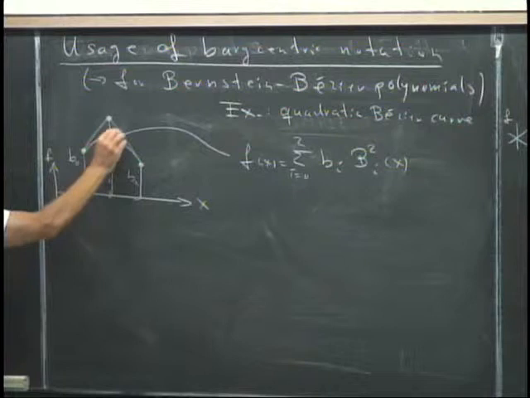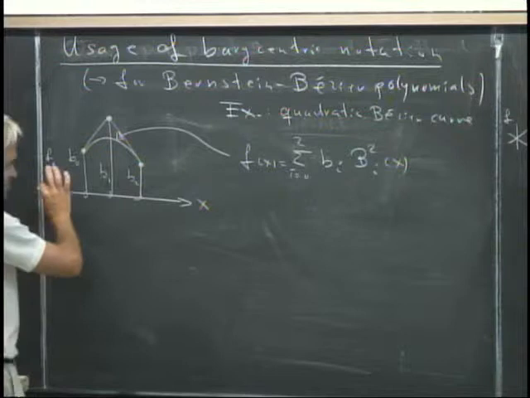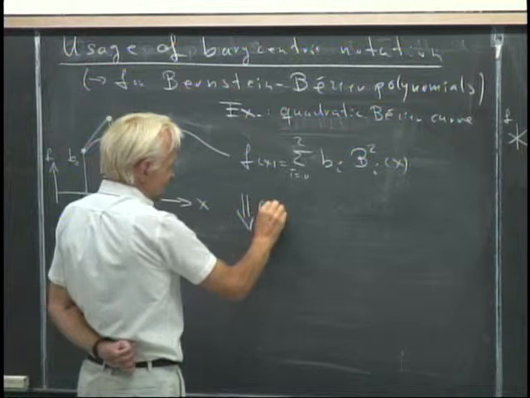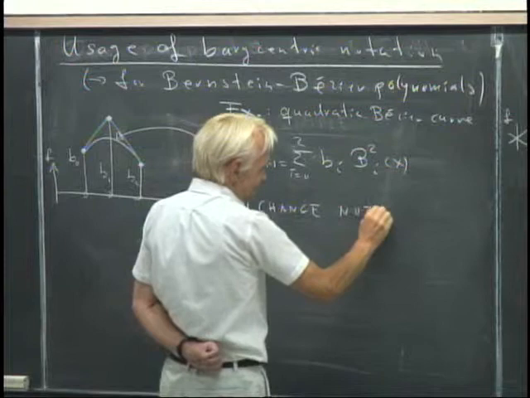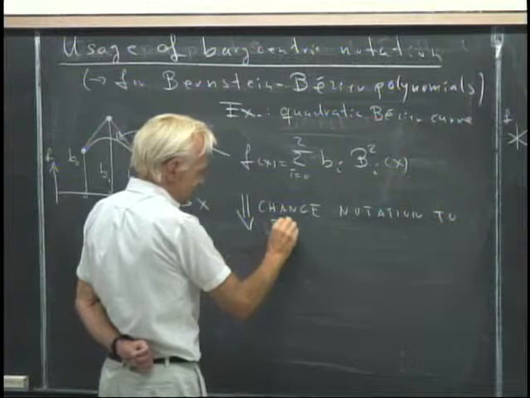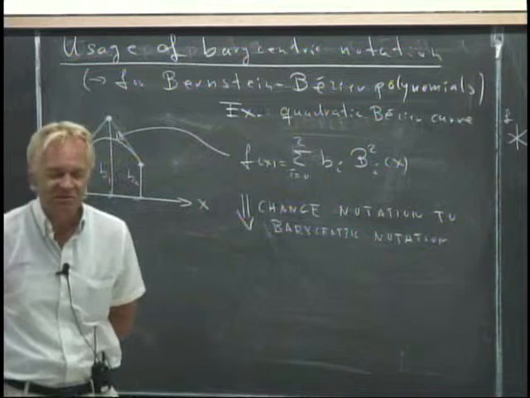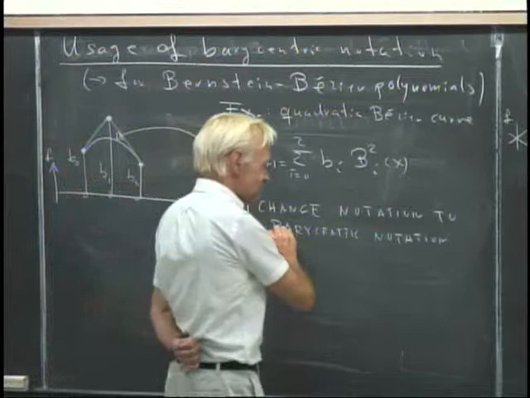Now I change this notation to expressing everything, not with respect to just this abscissa, but with respect to barycentric coordinates. I change the notation to barycentric notation. And again, why do we have to do this? Because we will be dealing with triangles. And the triangles are inherently not like the XY coordinate system, but the triangles require us to think in terms of different coordinate systems, namely the barycentric coordinate system.